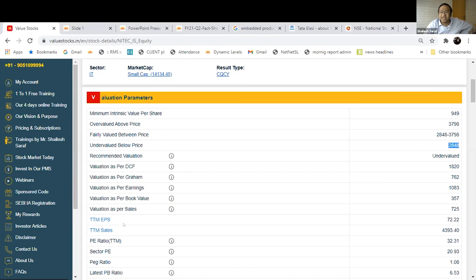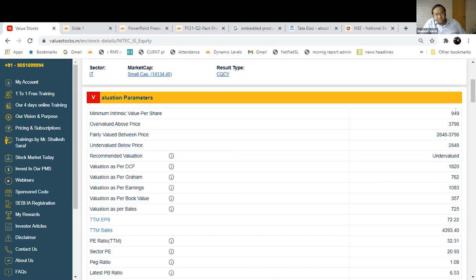The price does not tell you the valuation. What tells you the valuation is the earnings of the company. Valuation as per earnings is already 1083. That is the minimum earning. As per DCF, they have such high cash flows, it is 1820. So we calculate this and then we give an average score, which is known as the minimum intrinsic value. So 3 times the below intrinsic value, it is all undervalued.